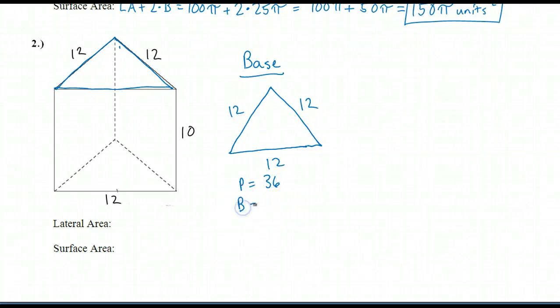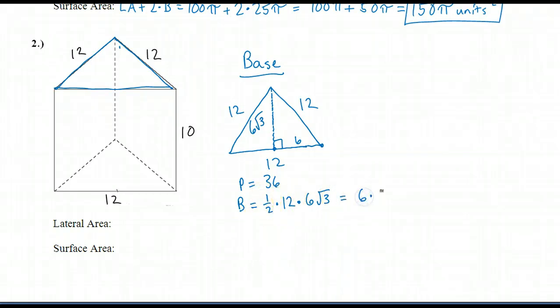And my base area is going to be 1/2 times the base of my shape times the height. Well, in this case, when I draw in this height, this altitude, from here to here is going to be 6, which means that my altitude, my height, is going to be 6 square roots of 3. So I have 1/2 times 12 times 6 square roots of 3, which simplifies down to 1/2 of 12 is 6. 6 times 6 square roots of 3 is 36 square roots of 3.